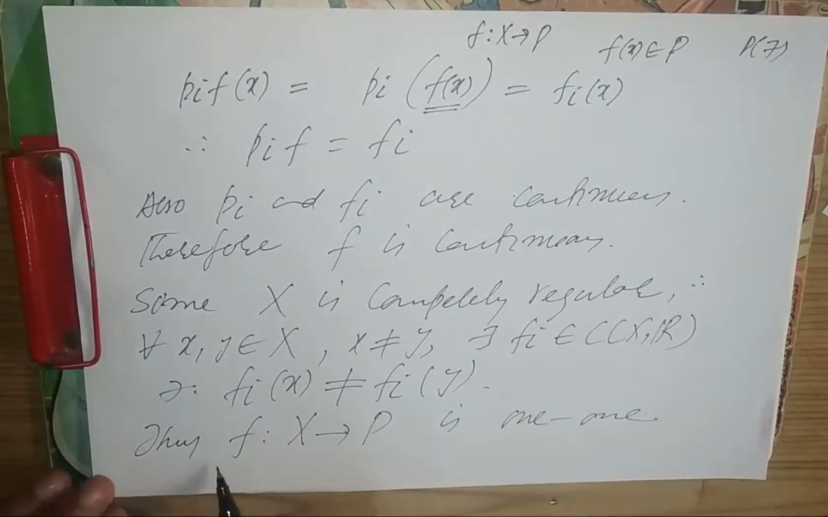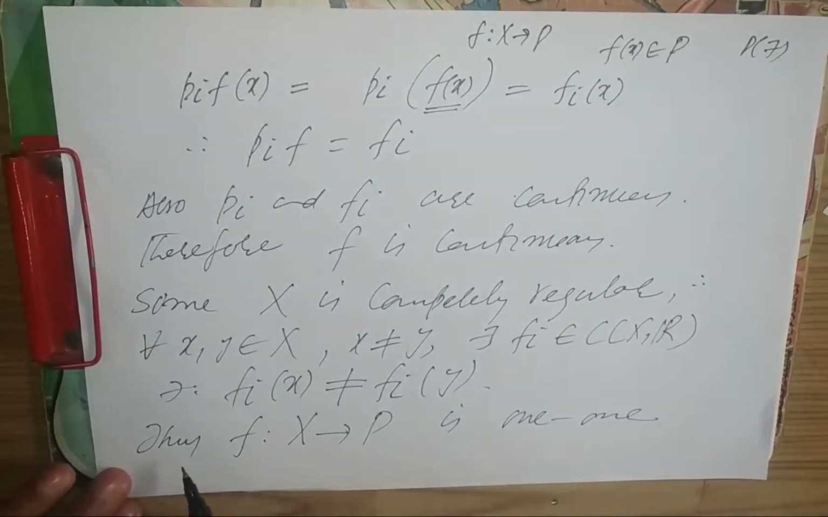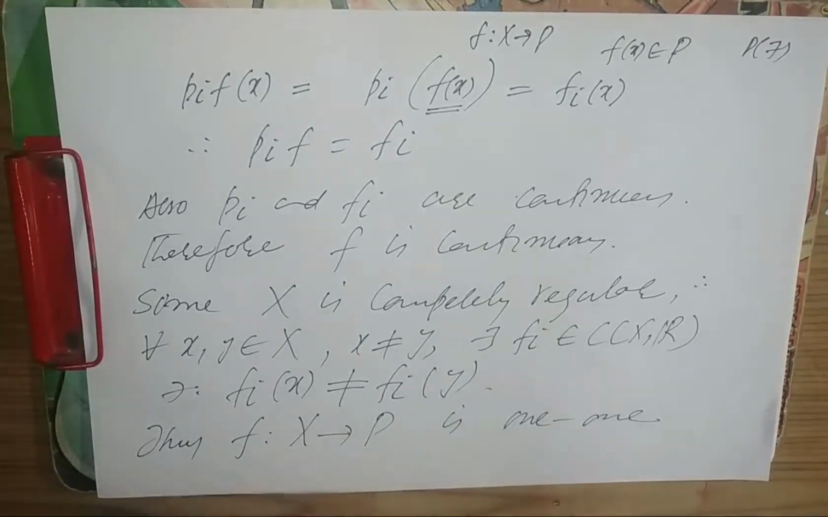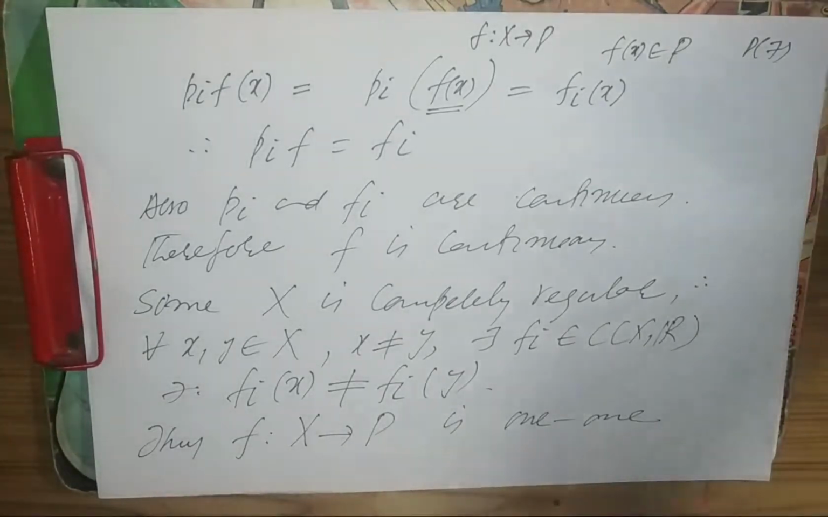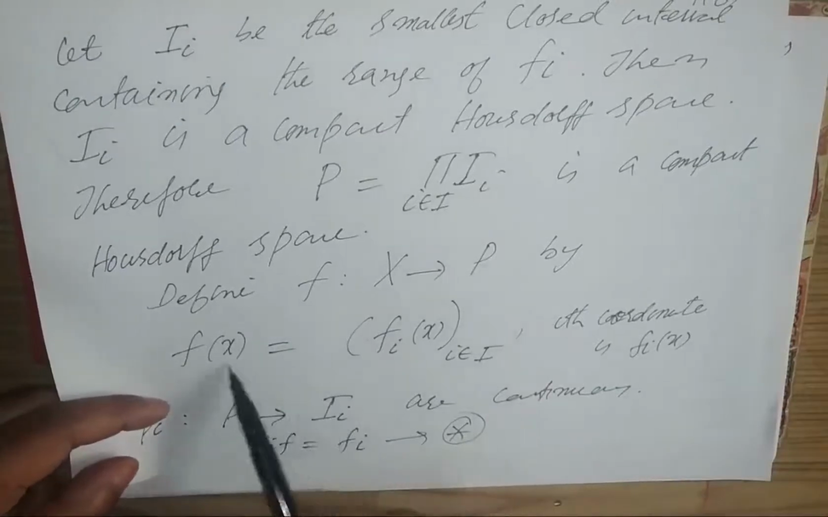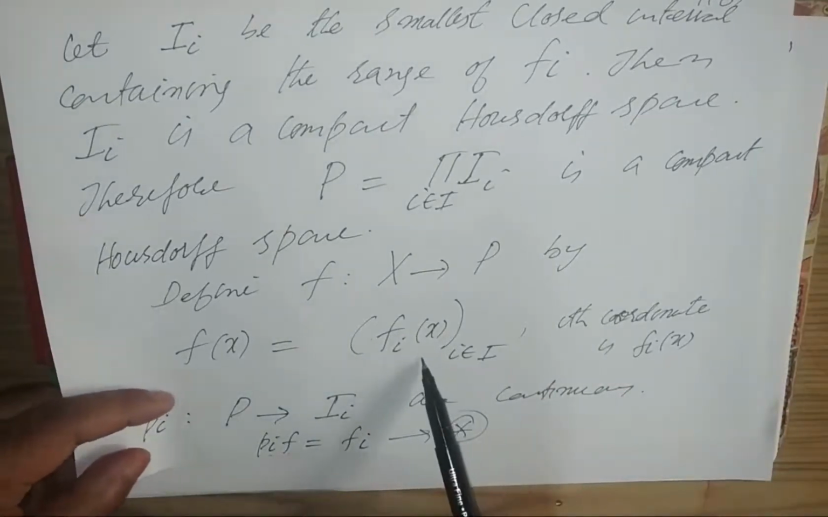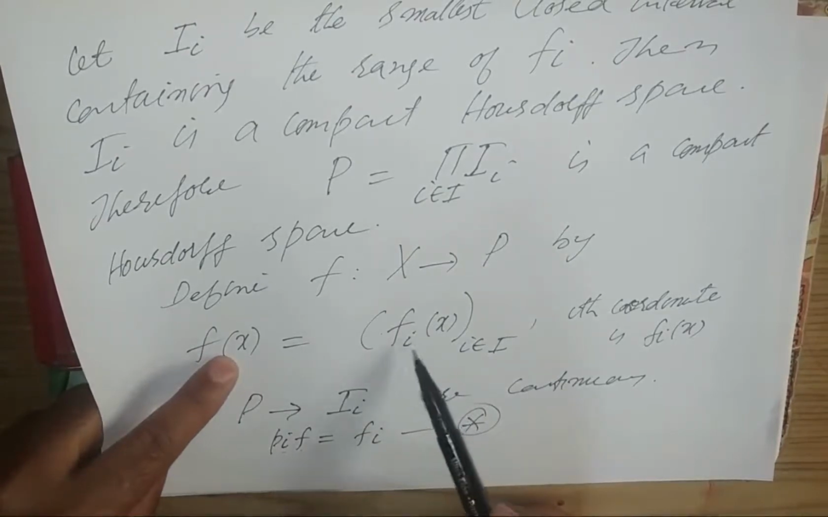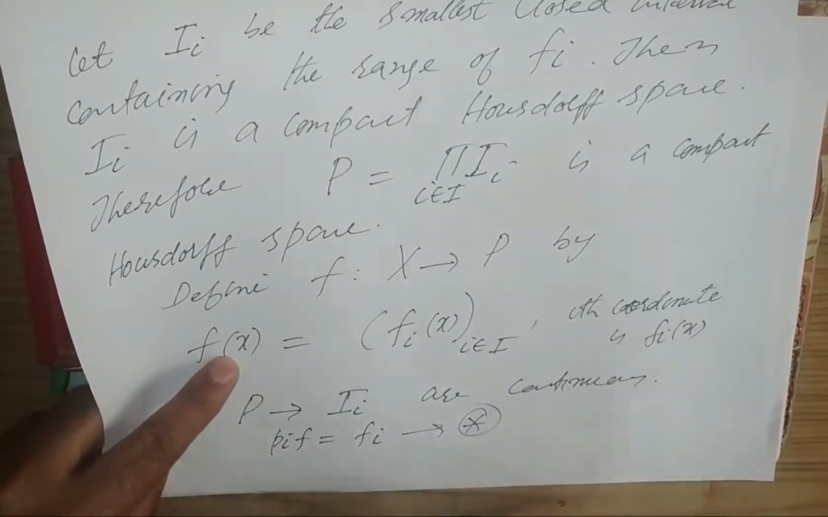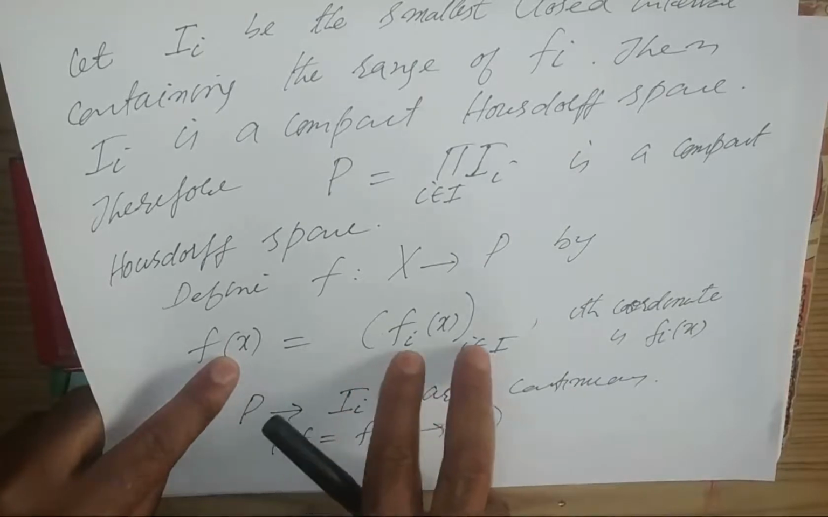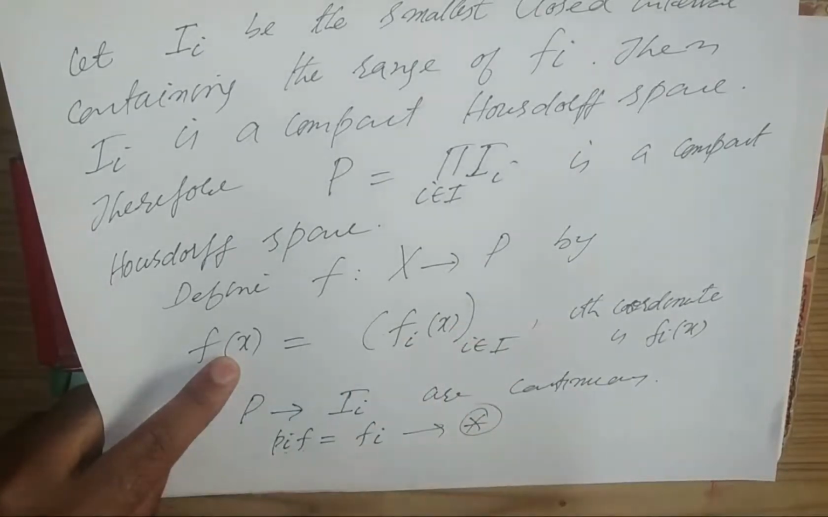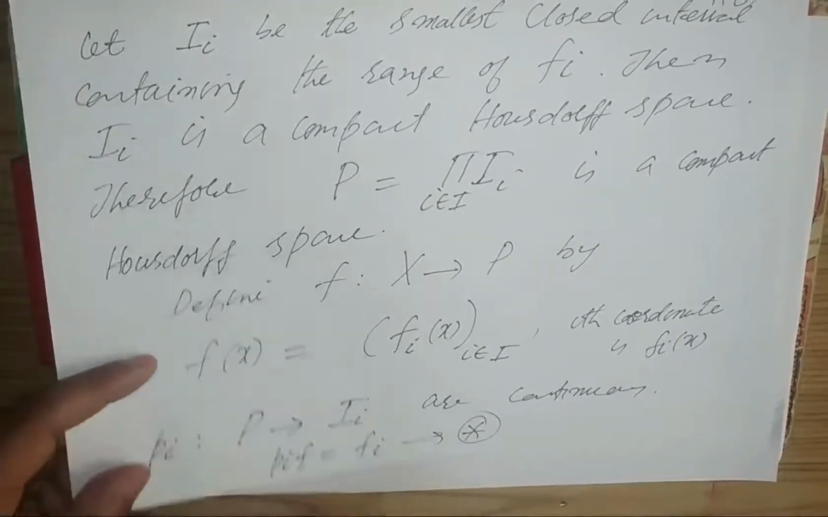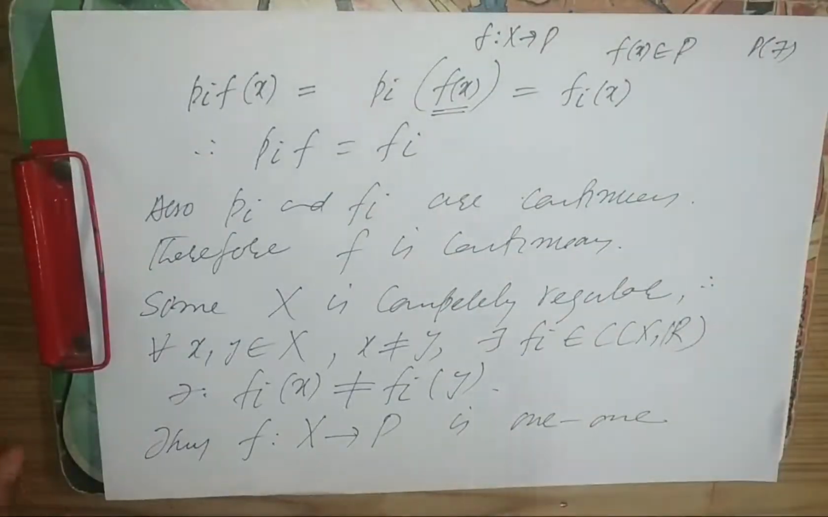So now let's define the function f from X to the product space by f(x) equal to (f_i(x)). Here this function f(x) equal to (f_i(x)) will be one-one, because for x not equal to y, there is at least one coordinate where f_i(x) is not equal to f_i(y). Therefore the tuple (f_i(x)) is not equal to the tuple (f_i(y)). So that means the function is one-one. Whenever x is not equal to y, the images are not equal.